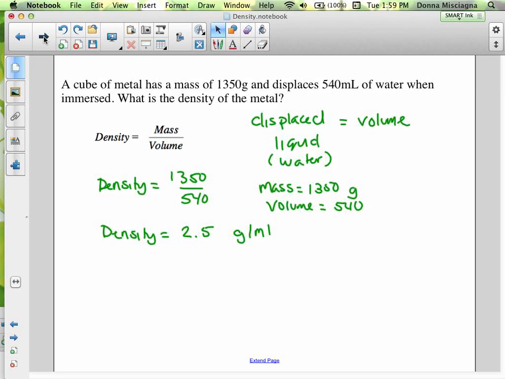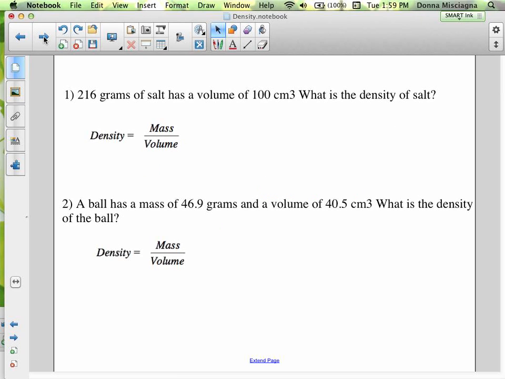All right, so here we have the next question, and that 3 there was supposed to be an exponent. It's supposed to be cubic centimeters, centimeters cubed. So when it follows a number, a measurement like that, just assume that I meant to have it be cubed. So we want to find number 1 in your notes here, which is: we have 260 grams of salt with a volume of 100 centimeters cubed. What is the density of the salt?